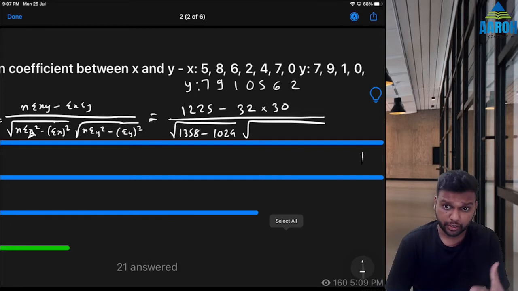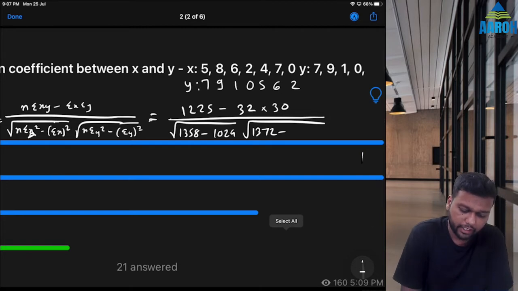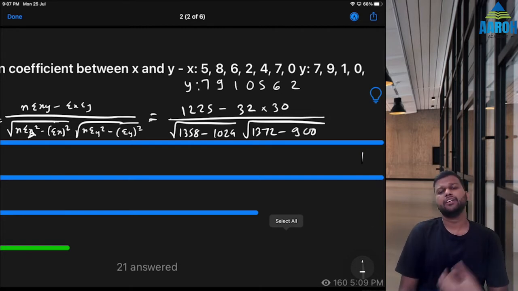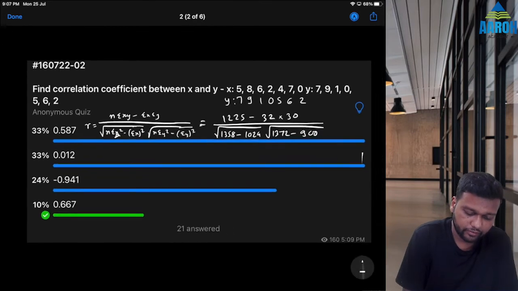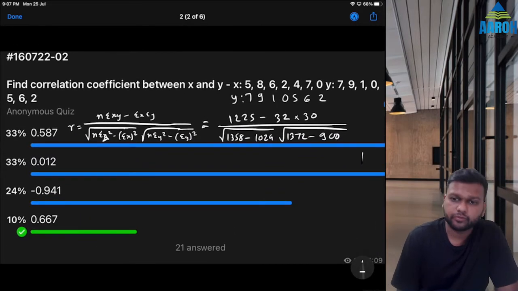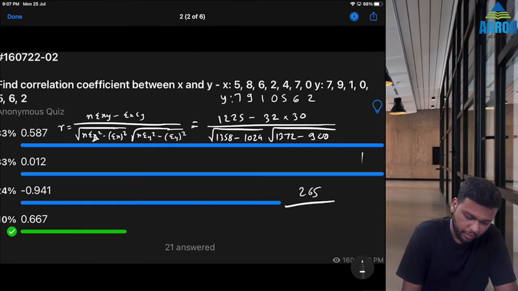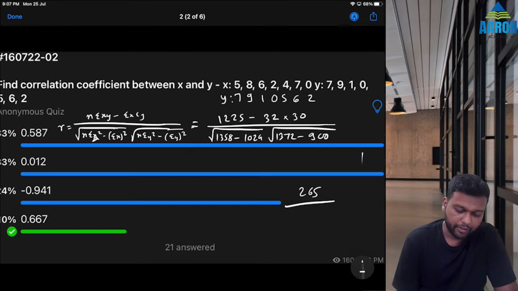When you press MRC, you should get 196, and into 7 is 1372, minus 30 square is 900. So now it is easy to do it on calculator. Check what is the answer. 1225 minus 32 into 30. So numerator should be 265 upon that 1358 minus 1024.